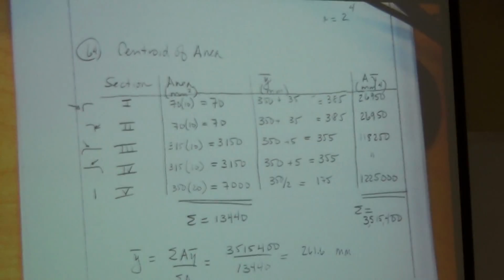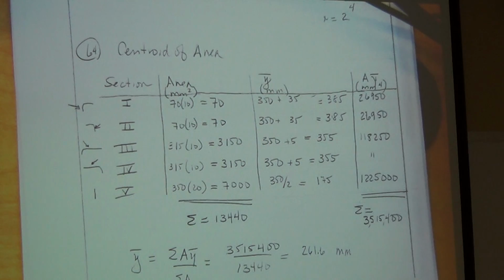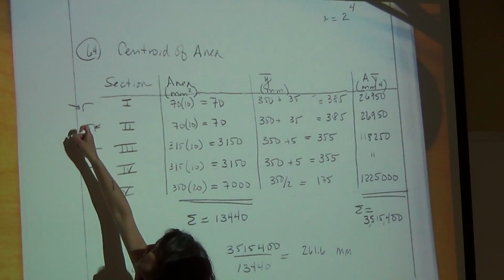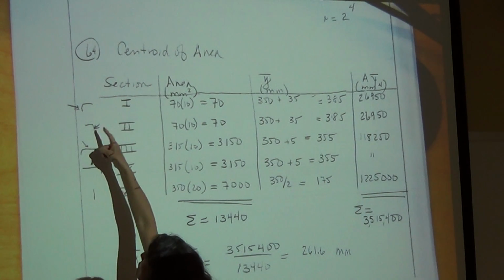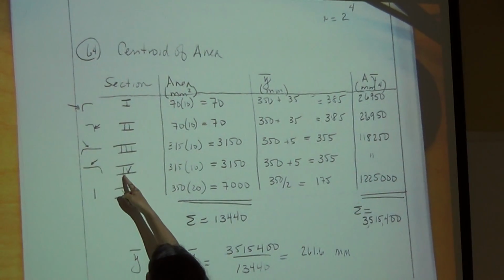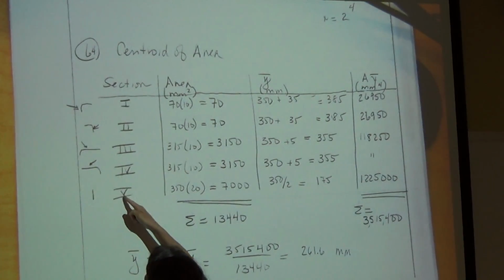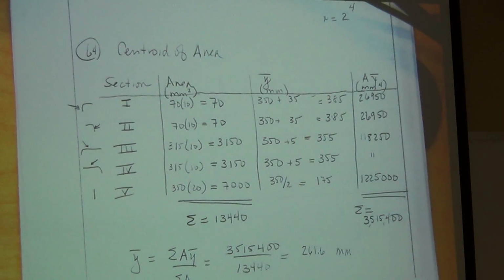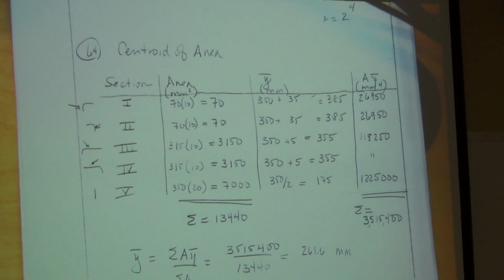In my little picture up here, section 1 represented this vertical part, section 2 represented this vertical, section 3 represented this horizontal piece, section 4 represented this horizontal, and section 5 represented the vertical. So the first column represents the items. Anybody have questions so far?